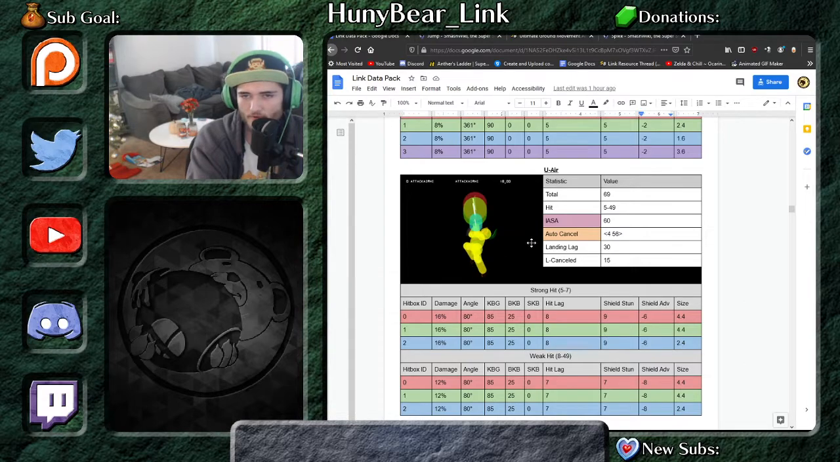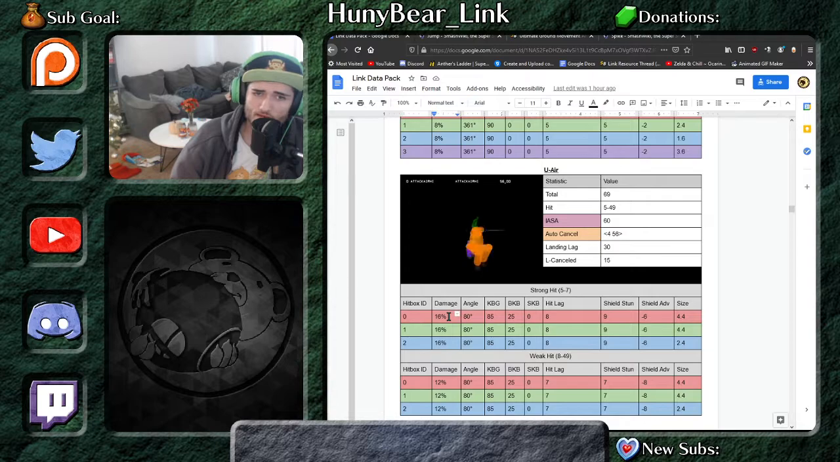This is another example of a move with strong hit and weak hit depending on what part of the animation you hit. Luckily, the hitbox sizes don't change. It's just a question of how much damage it does. 16% for the strong hit. You land three of these, that's a 45% combo. Alright, up air is godlike.